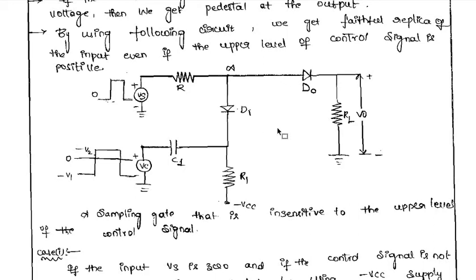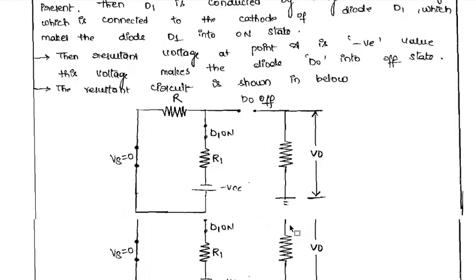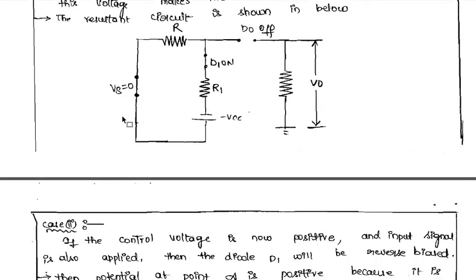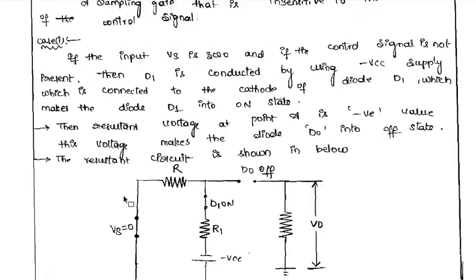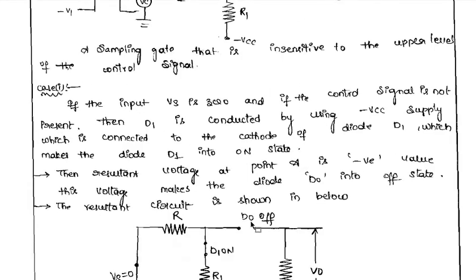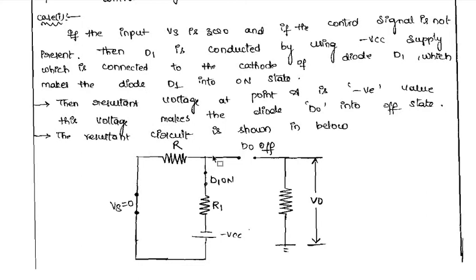So the resultant figure will be like this. See here, what is the input? Vs is 0. Input is 0, control signal is also 0. So what happens here, this diode D1 will be on by taking the voltage from minus VCC, the negative part of this particular one. So your diode will be on. When this is given to the point A, and from there given to the diode D0, it will be in the off condition.